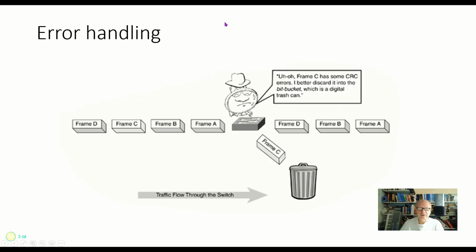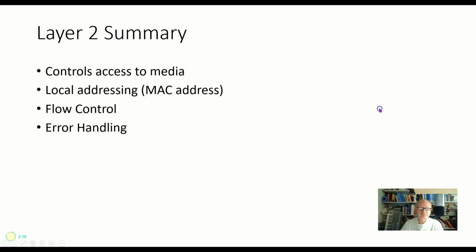Error handling. So layer two is also capable of doing some error handling. Now, once again, I'm going to tell you that with Ethernet, we don't really do much error handling, with one exception. We do drop bad frames. But other than that, we don't request retransmission or anything like that. We're going to look at the possibilities later on.